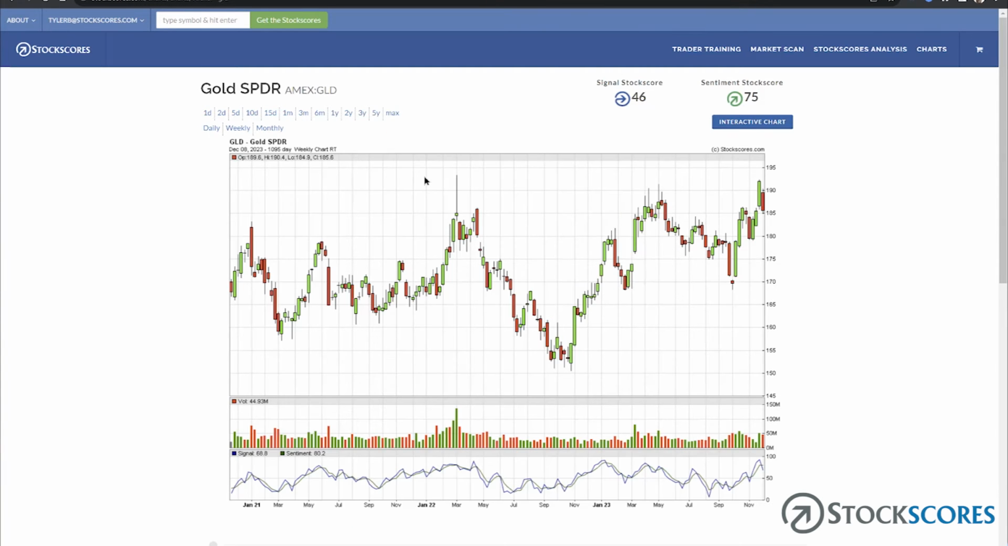Looking at the 3-year chart, you can see that we're kind of fighting with this resistance. We made a breakout last week and we've come right back down into it. So we're kind of stuck there, sort of neutral looking.